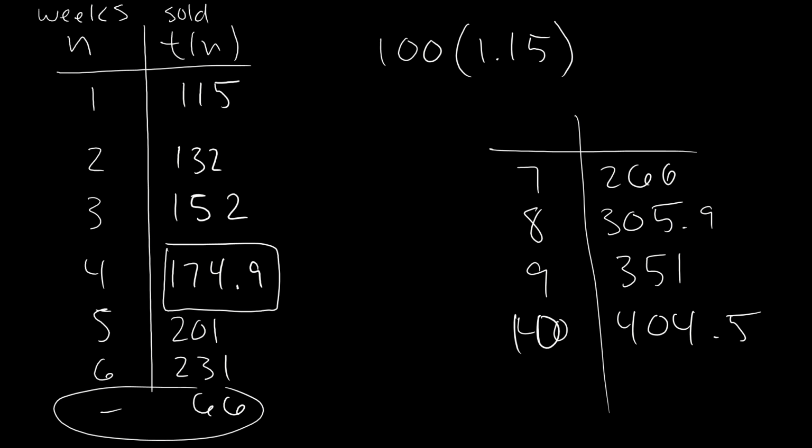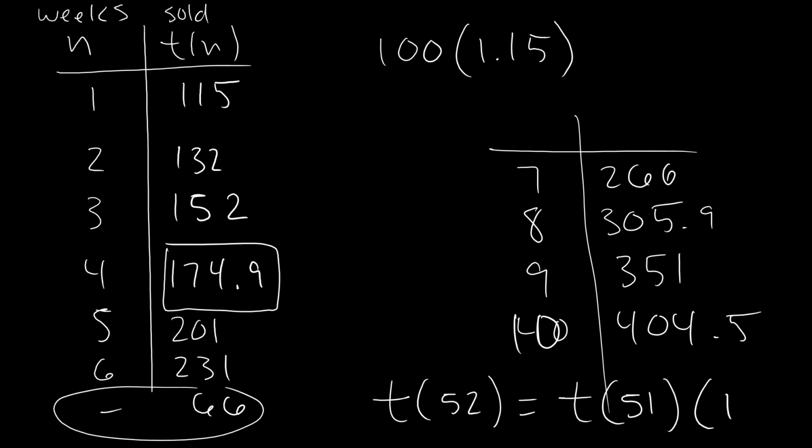So I could say, in order to get week 52, what you do is you take the number of phones that you sold at week 51 and multiply it by that 1.15. So I can see here I just keep multiplying by 1.15, which is nice. But it says how many PiPhones should the store predict it will sell during week 52? Well, that's a problem because I don't know how many they sold in week 51, and I'm not really interested in extending this table out this way.